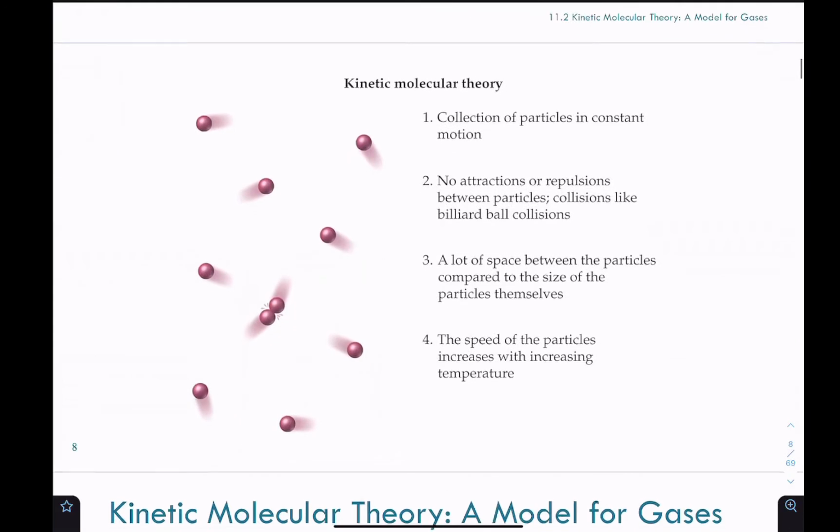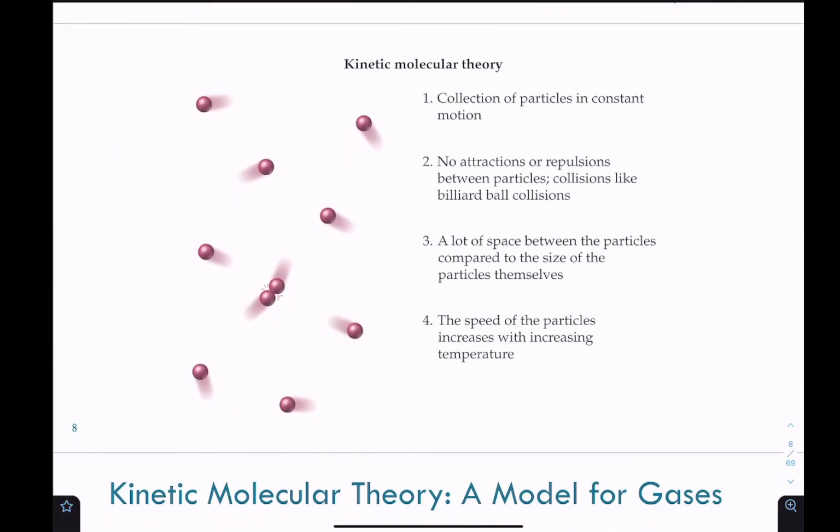All right, so these are the tenets of kinetic molecular theory. The first one is that gases are a collection of particles in constant motion. So even though we can't see them, the air around us is a collection of particles in constant motion. They're flying around in straight lines.